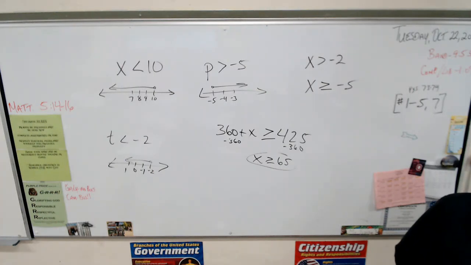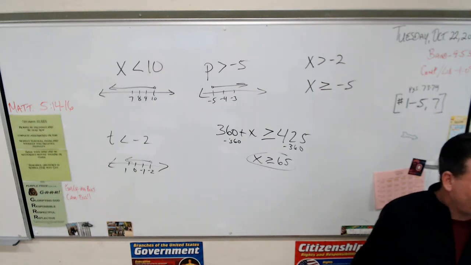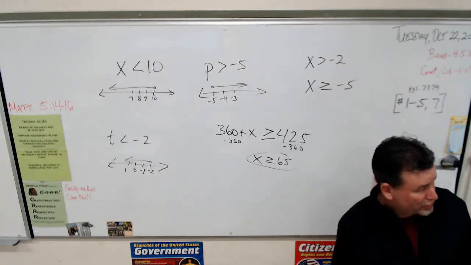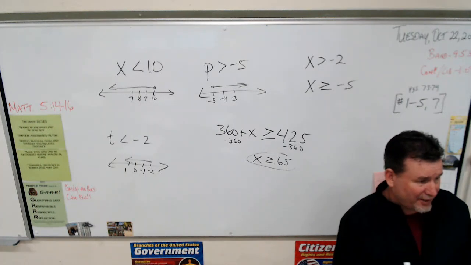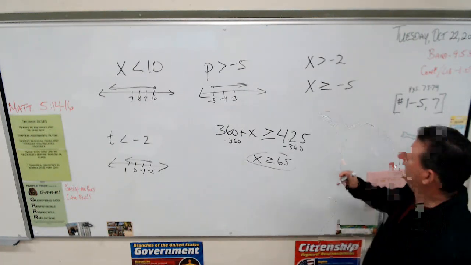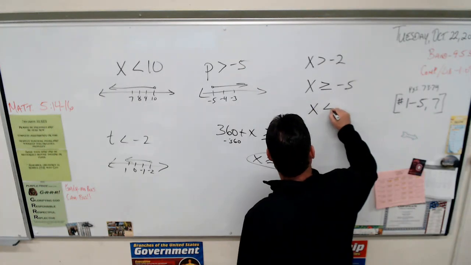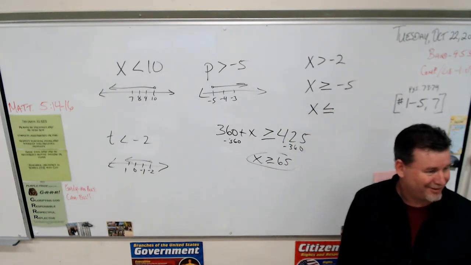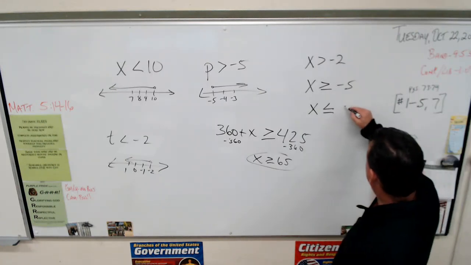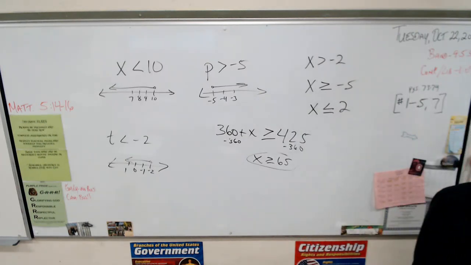X is greater than or equal to... Which way is the arrow going? To the left or to the right? When it goes to the left, is it less than or greater than? Just try it again. X is greater than... I mean, less than or equal to 2. Less than or equal to 2.